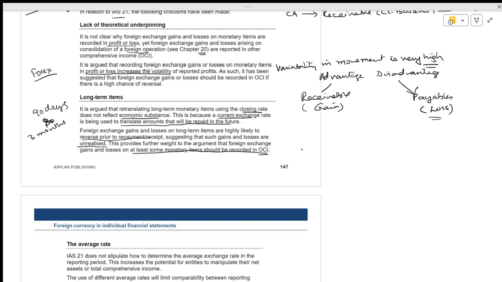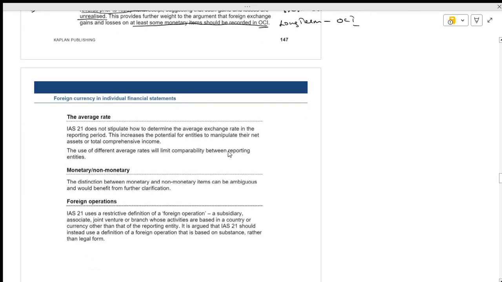OCI. They say that the rule says that if it is long term, it has to be recorded in OCI. If it is for short term, it has to be recorded in profit and loss account. There is an argument: is it that everyone has their own way? That is the second point. What does the third point say?